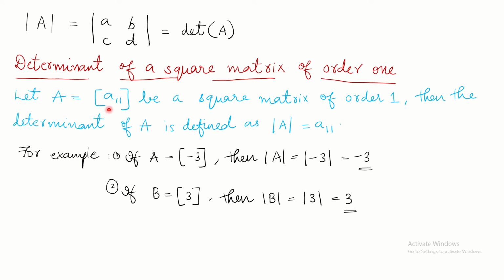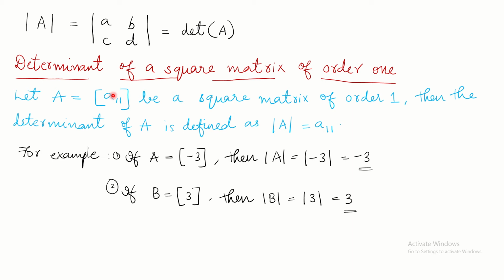Let A be the matrix [A11]. That is only one element, 1 row, 1 column, a square matrix of order 1. Then the determinant of A is defined as determinant of A equals A11. For a square matrix of order 1, just one element is inside the matrix, so whatever element is inside that matrix is your determinant value.